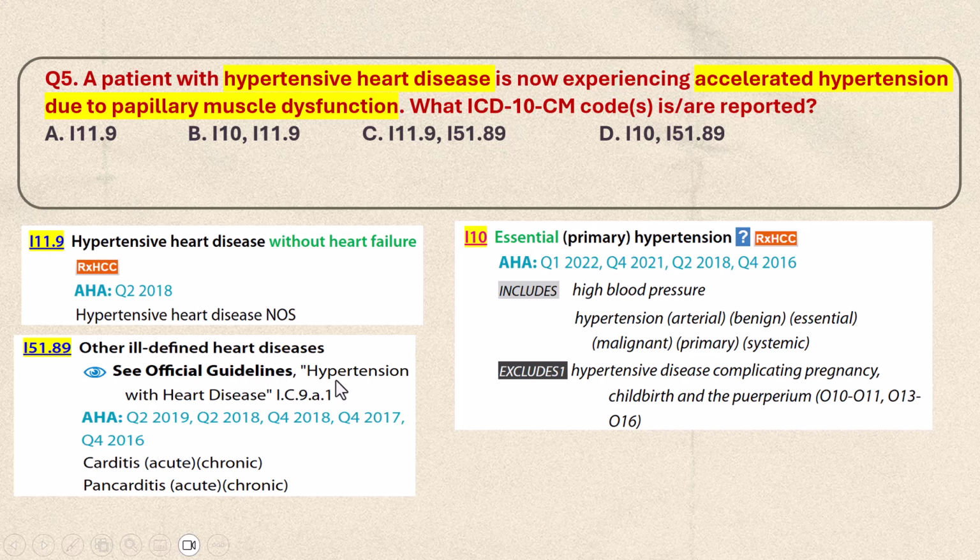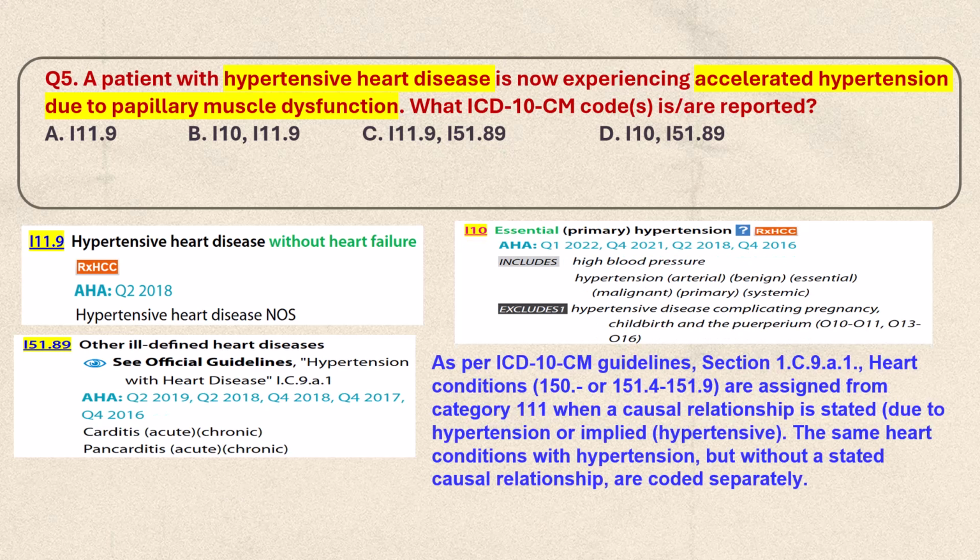See official guidelines, hypertension with heart disease like this. And answer D says I10 and I51.89. So it's a complex answer. How to find the definitive answer here? So here you have to use the ICD-10-CM guideline. The guideline says section I.C.9.a.1, heart conditions.